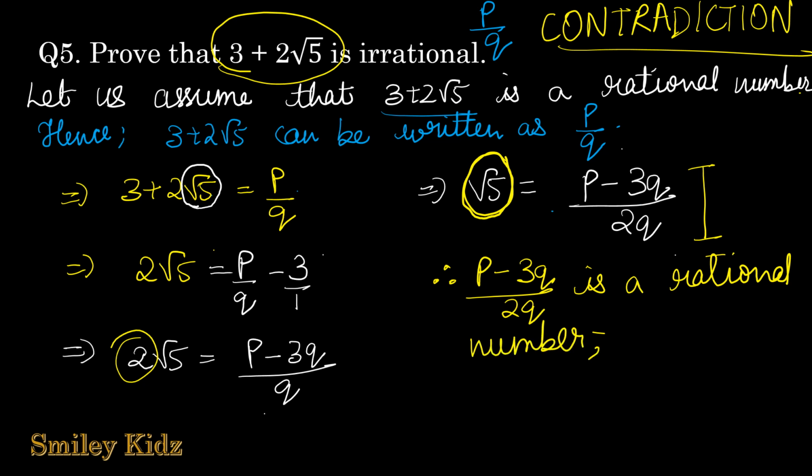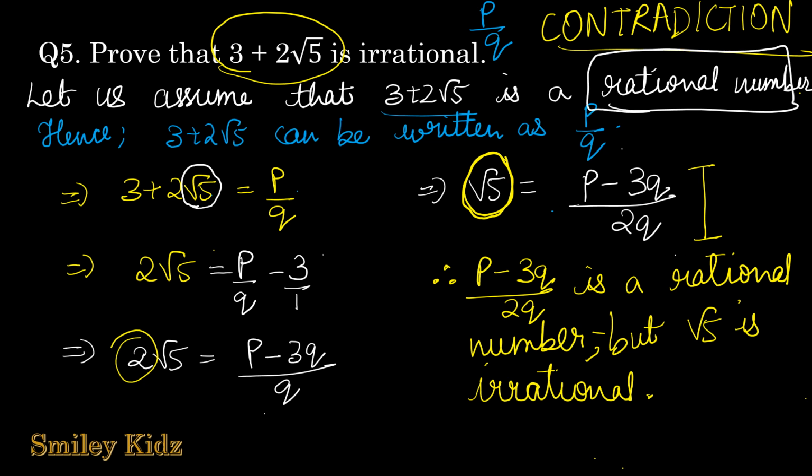But root 5 is irrational. Why did this happen? This is a contradiction. This contradiction has arisen due to the false assumption that 3 plus 2 root 5 is a rational number.